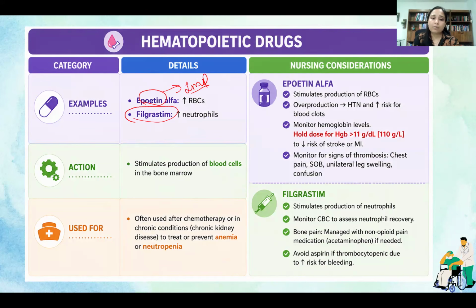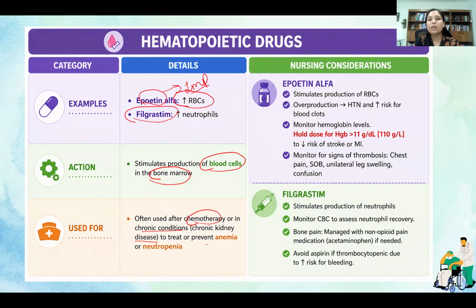The main purpose of using epoetin alfa is to increase red blood cells. How it works, it stimulates the bone marrow, and so it is going to help in increasing blood cells. Okay, now it is used often after chemotherapy or in chronic conditions like chronic kidney disease. I do have a few patients who are on epoetin alfa because of their advanced chronic kidney failure. Their kidneys are not helping in promoting the erythropoietic process, and so from outside we have to give this erythropoietin as a synthetic hormone to stimulate the bone marrow to increase red blood cells and white blood cells.